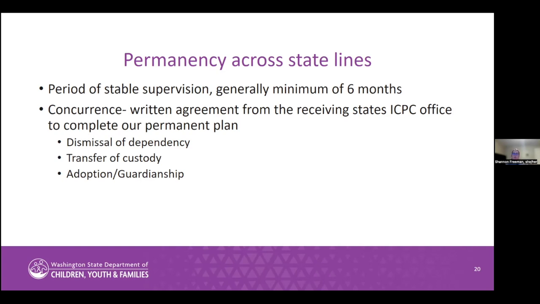And what's required, the law calls it concurrence. It's the written agreement from the receiving state office to complete our permanent plan. That can be the dismissal of dependency to a parent, transfer of custody through guardianship or adoption, just however we're going to achieve permanency, because it's our plan in the other state. We need that receiving state's office. They're usually looking at whether the placement's stable, the family has what they need, the child has what they need, and they're okay for us to go ahead and complete that permanent plan.